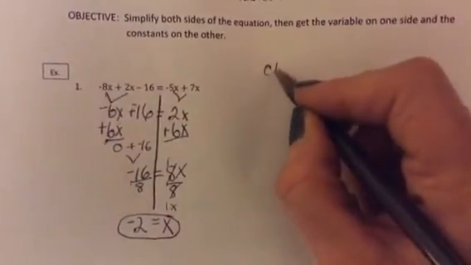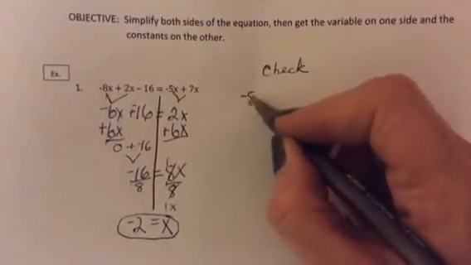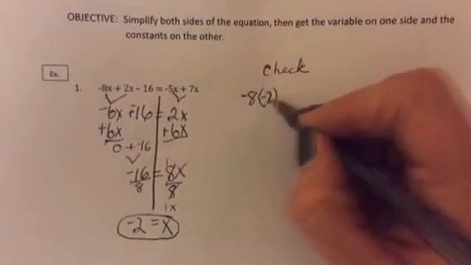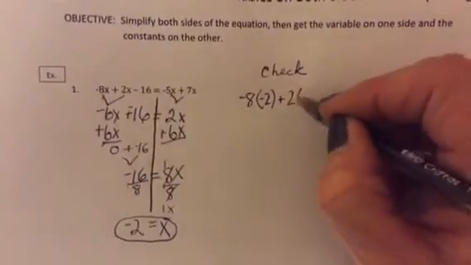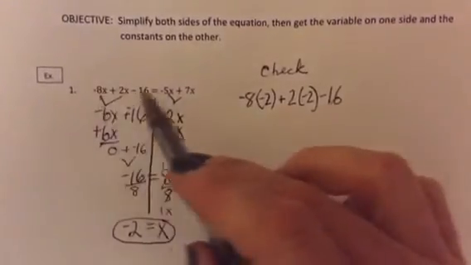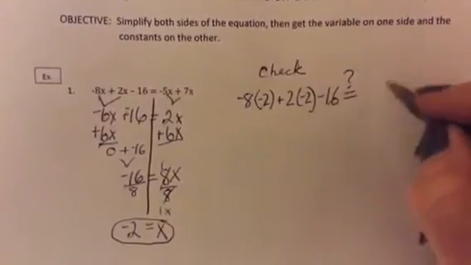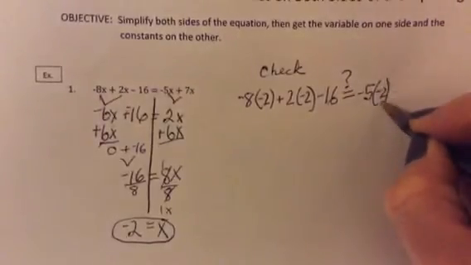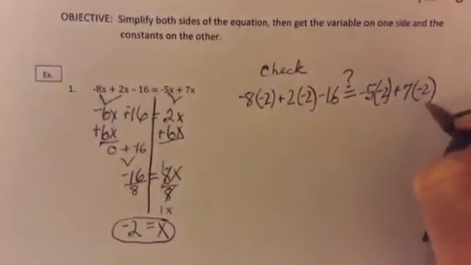So now we're going to check that. And when we check, we go back to the original equation. So it's negative 8 times, and I'm going to go in and put in my solution for x. I think it's negative 2. Plus, and we have 2 times x, which is negative 2. Minus 16. I'm just going back to this original equation. And then on the other side, we want to know, is this balanced? Is this going to be equal to negative 5 times x, which is negative 2, we hope, and plus 7 times x, which is negative 2.